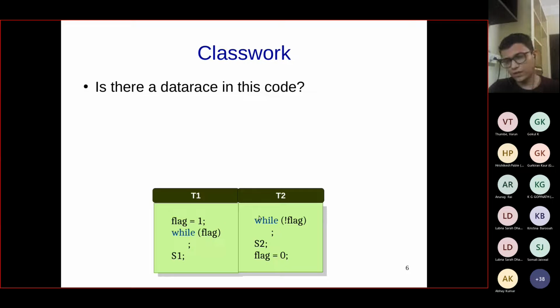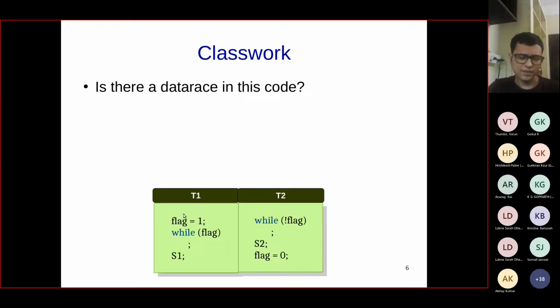Another interleaving is also possible. Let's say that initially flag was not set to 1 by T1, but T2 started first and it started executing this while loop. Since flag was 0, not of 0 is 1, so it will keep on looping here. Since it is looping here, it will not move on. Meanwhile, thread 1 came here.